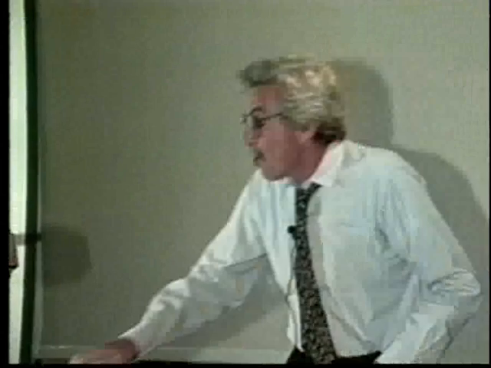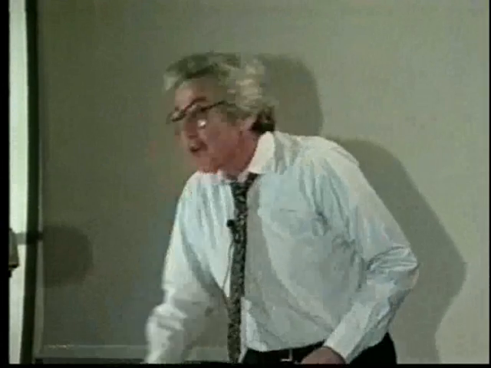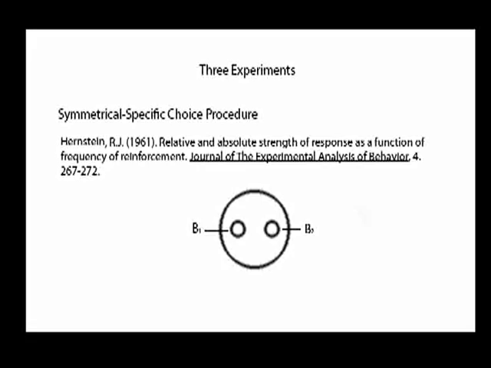This is an experiment by Richard Herrnstein. Herrnstein, 1961, relative and absolute strength of response as a function of frequency of reinforcement, SQAB, volume 4, 267 to 272. Okay. The picture there is not the beginning of a smiling or a frowning face, but rather the circle represents all the behavior in this situation that the animal is capable of doing.